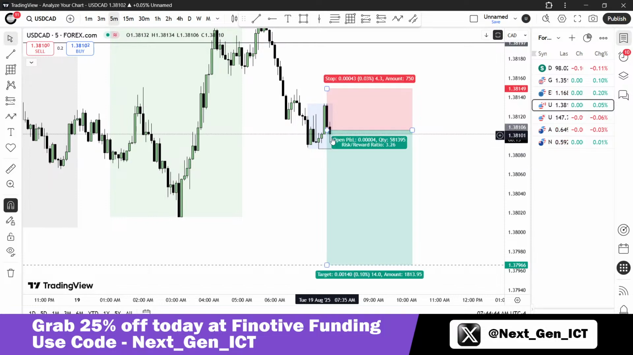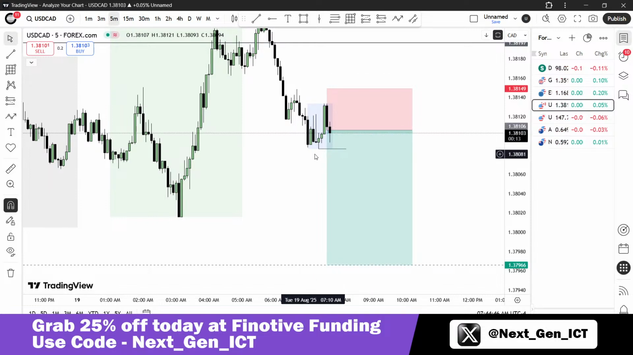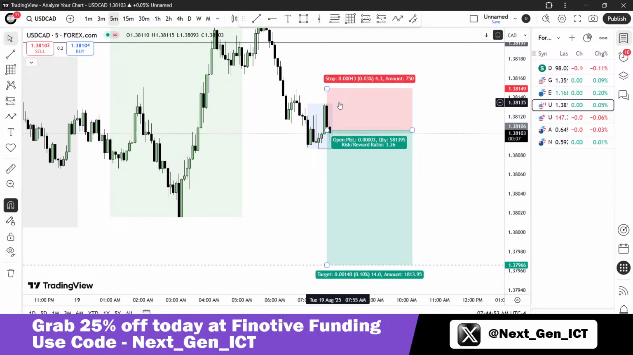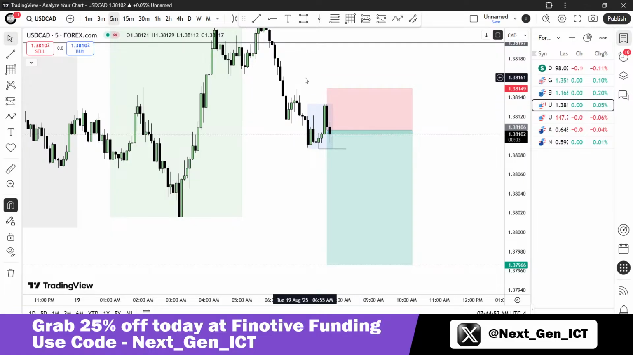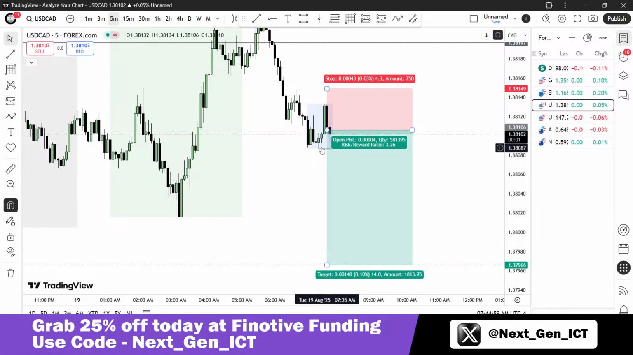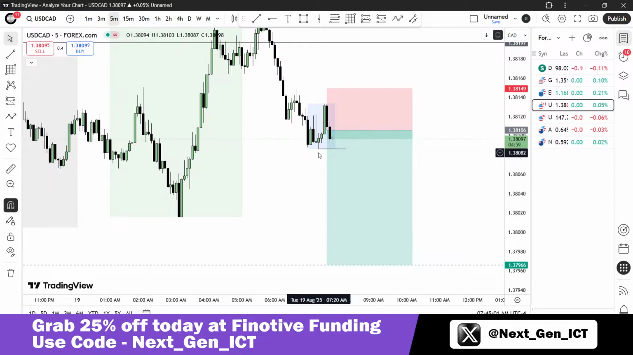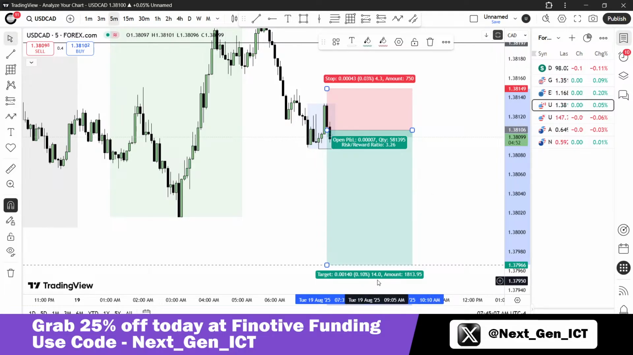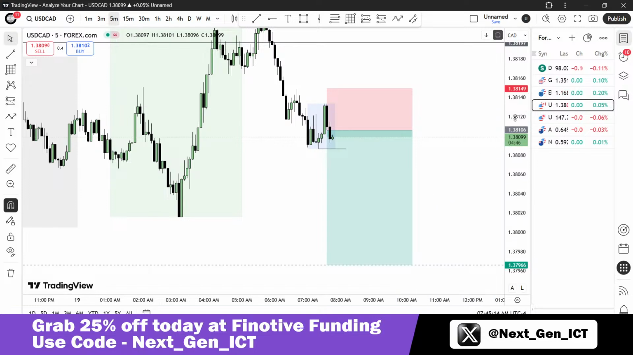If I don't see price break below this low, that 5 minute low right here, then I'll probably cut that trade off. I mean, if price again comes back and takes out that high, then I'll probably cut that trade off. But if it does continue lower and take out this low, I'll hang on to this trade. How many points is that? 14 pips. Yeah, and it's 4.5 pips top.